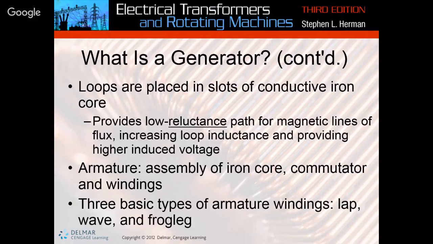Okay? The armature assembly is the iron core, the commutator and the windings. There are three basic types of armature windings: the lap winding, the wave winding, and the frog-leg winding. Lap is going to be series, wave is going to be parallel windings, and frog leg is going to be series and parallel. Two in series, but they're all going to be parallel.